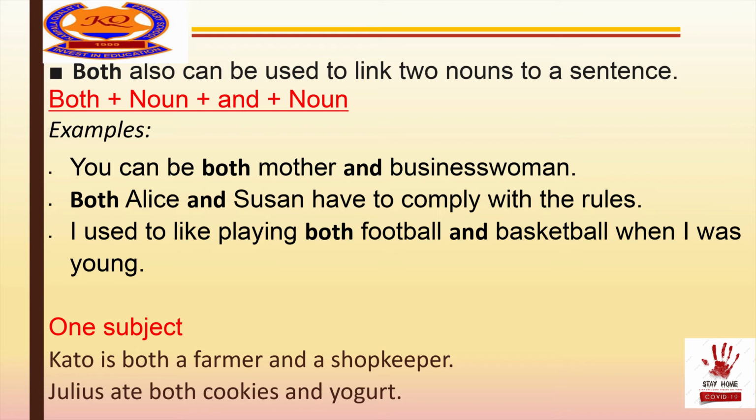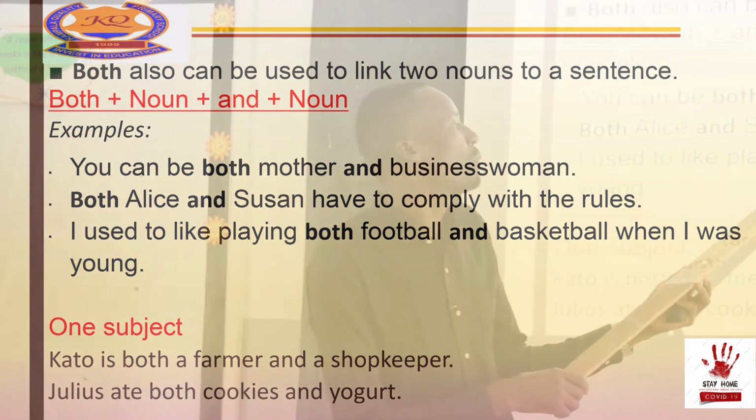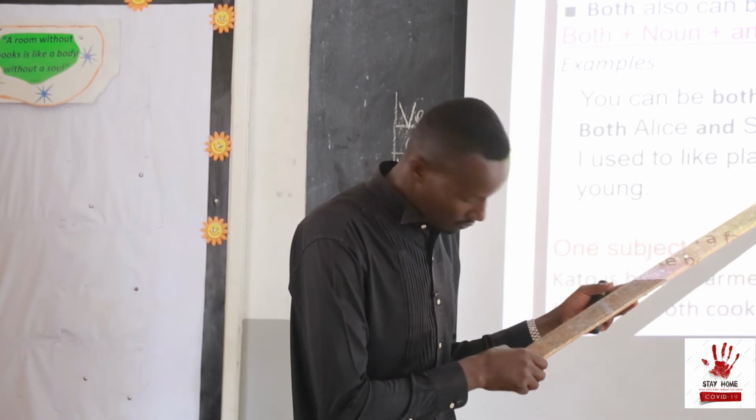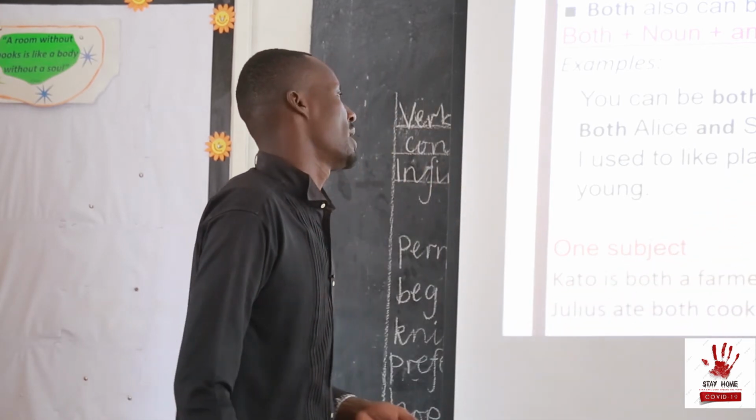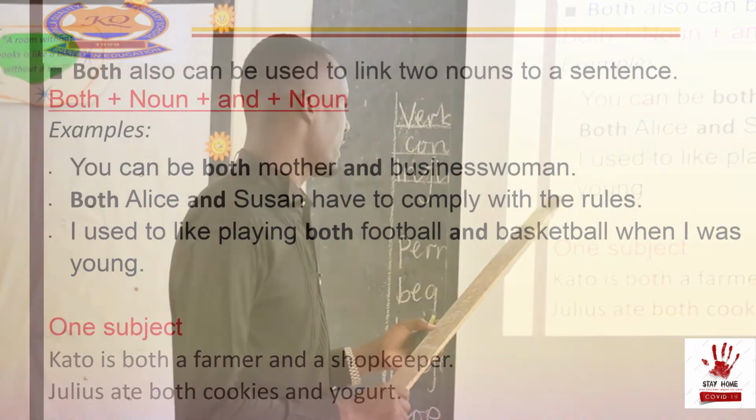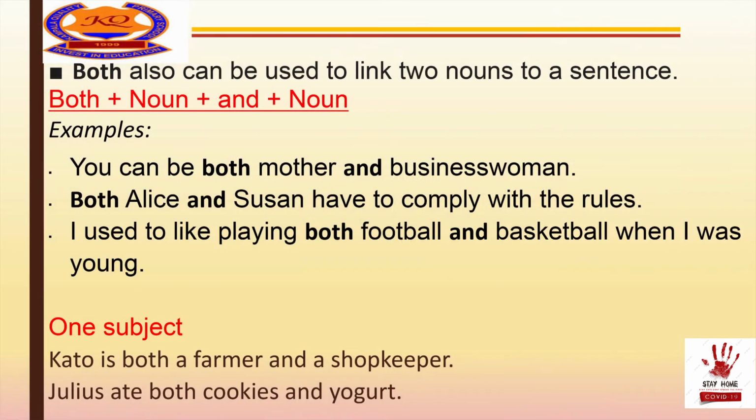So when the sentences are like that, we put both at the beginning and say, both Alice and Susan have to comply with the rules. We have changed our noun to plural because we said both is a plural pronoun. Let us look at one more example and say, I used to like playing football when I was young.